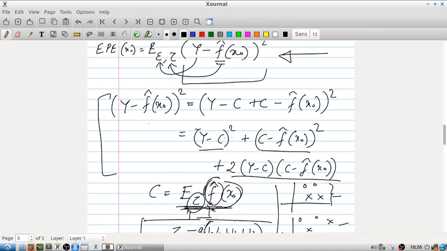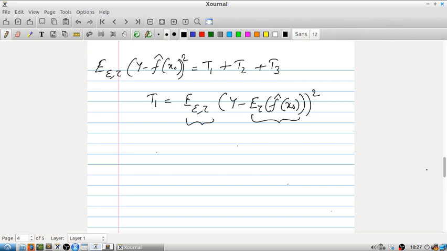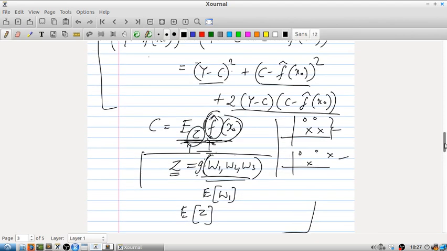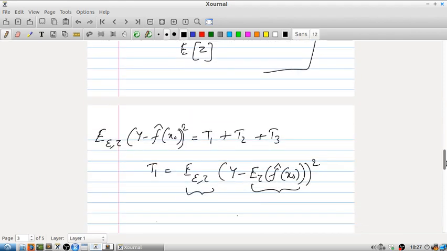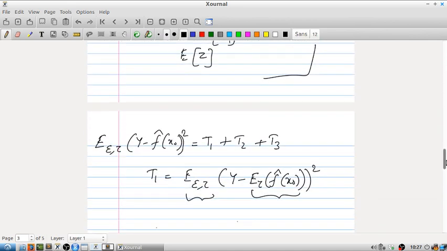This one, and this one. Here I'm not taking expectation, but I'm going to take the expectation soon. So let me just rewrite what term 1 is. Term 1 is the expectation over epsilon and tau of y minus the expectation over tau of f hat of x naught, squared. I just tacked on this expectation from before, because in the first term I just substituted the value of c here. That's the first term.